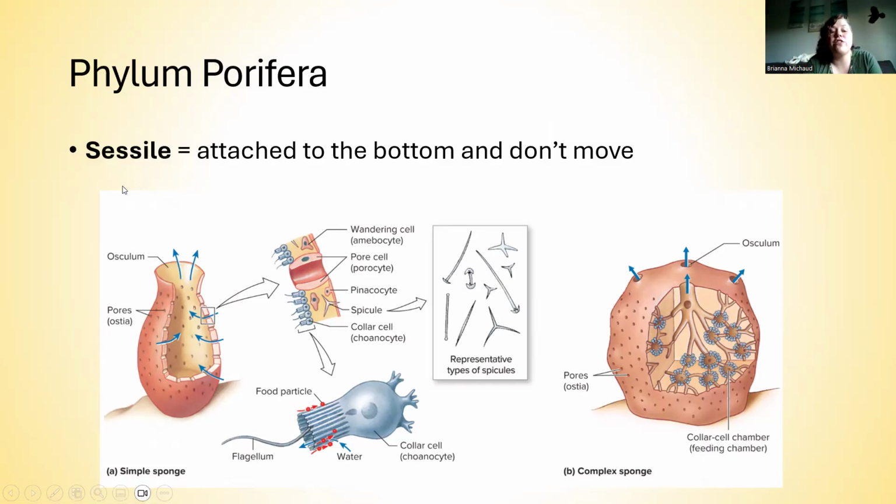First off, sponges are sessile. Sessile means that they are attached to the bottom and they don't move. So they don't move around. Wherever they settle, that's where they live their whole lives.